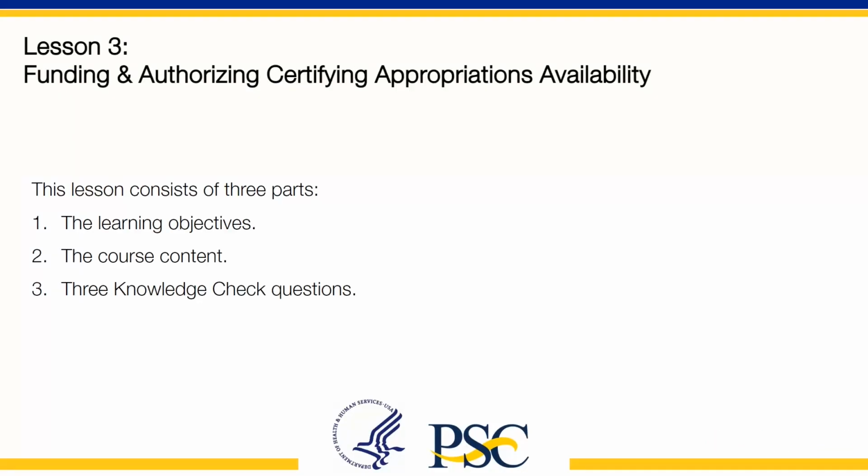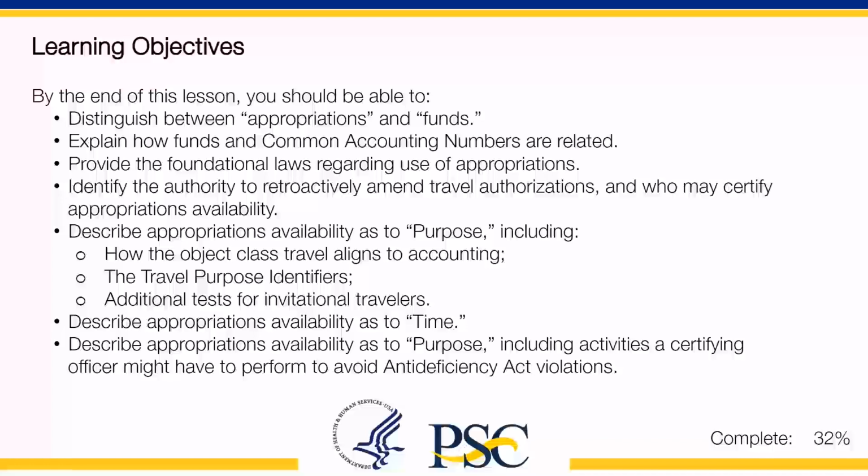Lesson 3, Funding and Authorizing: Certifying Appropriations Availability. This lesson consists of 3 parts: the learning objectives, the course content, and 3 knowledge check questions. By the end of this lesson, you should be able to distinguish between appropriations and funds, explain how funds and common accounting numbers are related, provide the foundational laws regarding use of appropriations, and identify the authority to retroactively amend travel authorizations, and who may certify appropriations availability.